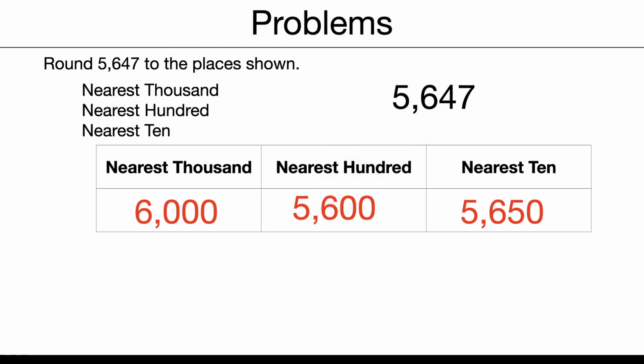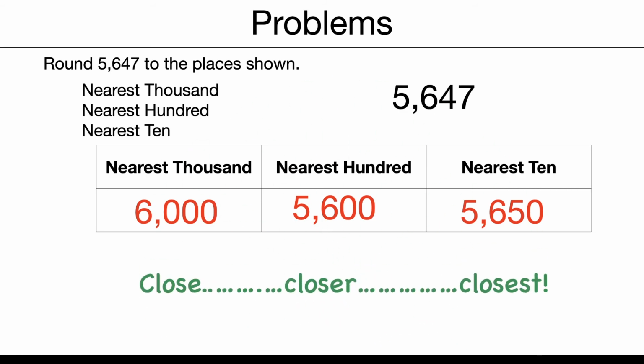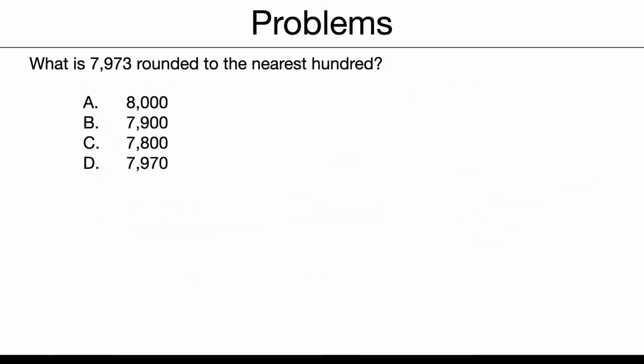Now the question is, why would we need to do thousands or hundreds or tens? Why can't we just do thousands? The whole idea is close, closer, closest. So when you're rounding to the nearest 10, that is as close as you can get. And sometimes you only need to get a little bit close. So that's the whole idea with that.